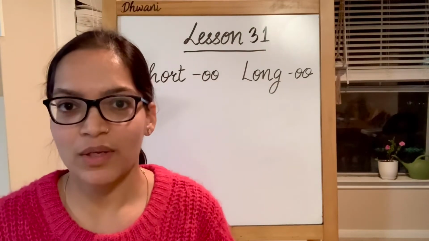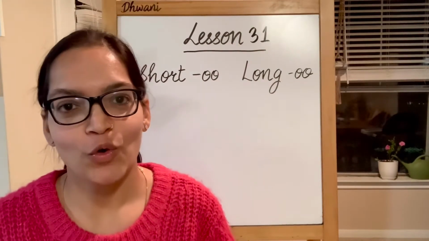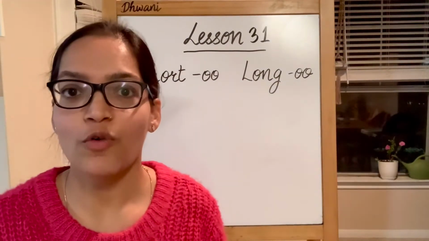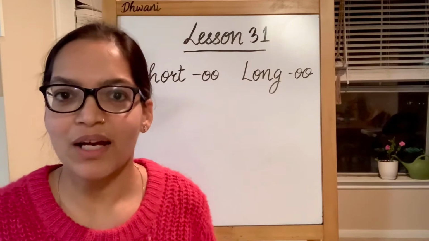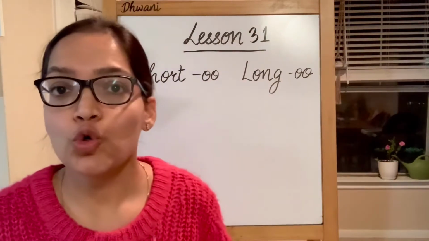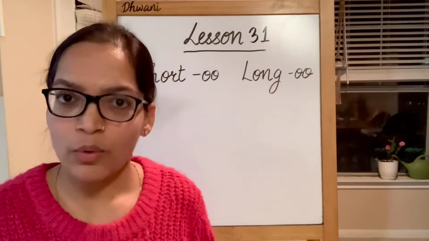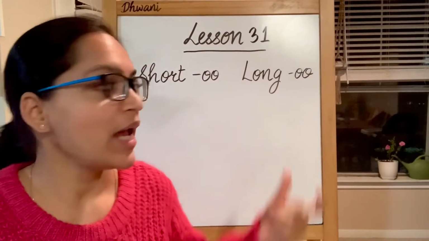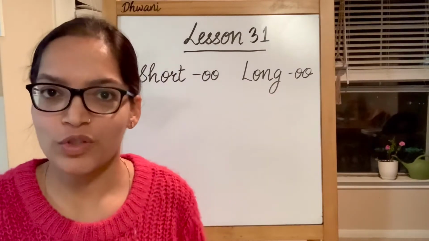What kind of sound is that? It's the short OO sound. That means it produces a sound of O. And sometimes it produces the long OO sound, which is OO. So we need to understand how the short OO sound is produced and how the long OO sound is produced.